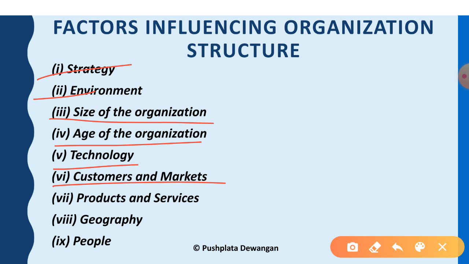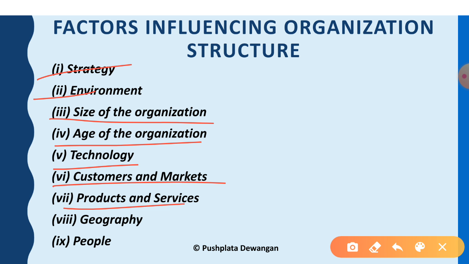Next factor is the customer and market. The organizational structure is also influenced by the type of market, and also the customer it serves. In a customer responsive environment, the customer is one of the primary determining factors of the structure. If the organization provides services to a wide variety of clients at various locations, it will need to have several branches, like banks, post offices, and so on.